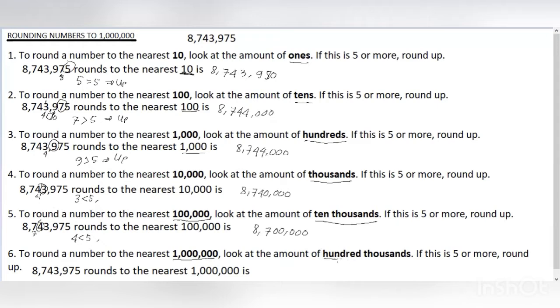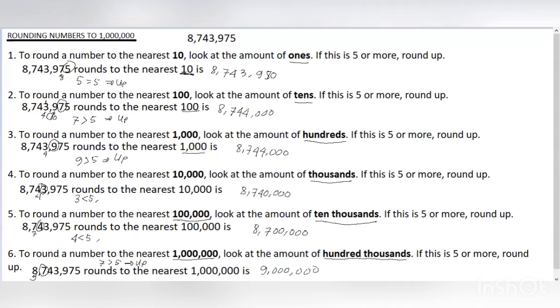The last one: to round the number to the nearest 1 million, look at the amount of 100,000. So we need to see the 100,000 here. If this is 5 or more, round it up. Let's see here. The 100,000 here is 7, and we know that 7 is more than 5. So we round it up. After number 8, it is 9. So the answer here is 9 million. Okay, it is very easy.